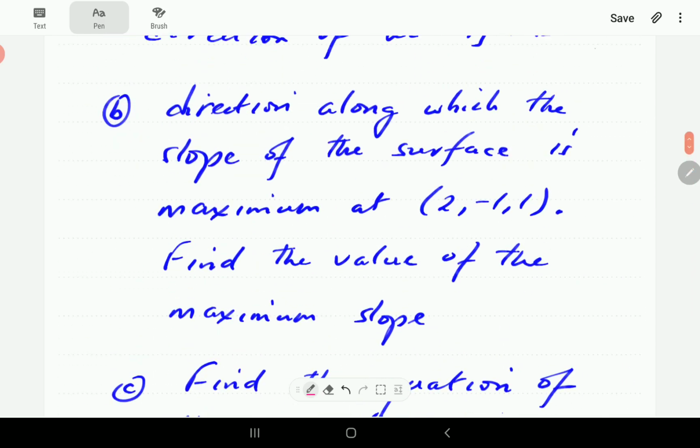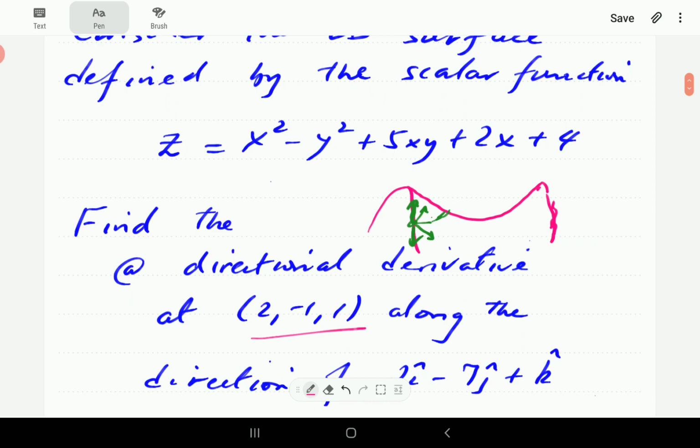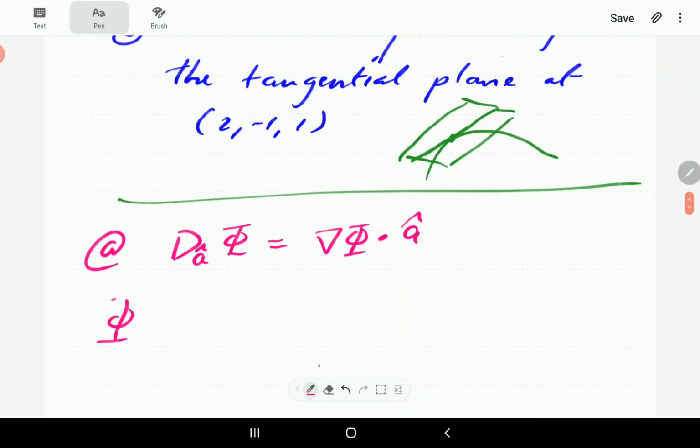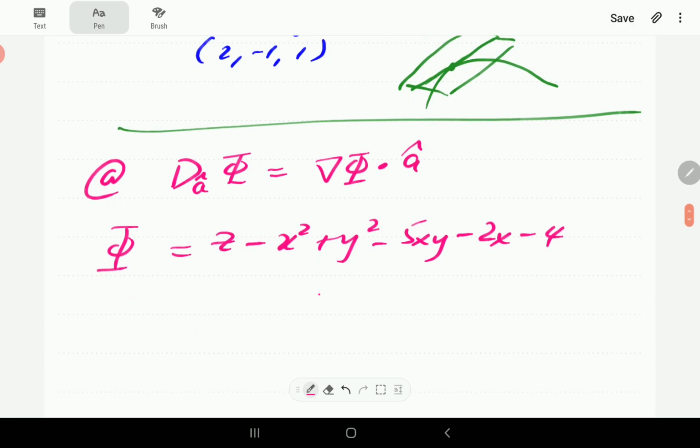To get phi, typically you want to express your equation by bringing everything to one side, so that we have something equal to 0. For our case, if you bring everything to the side where z is, phi is going to be z minus x squared plus y squared minus 5xy minus 2x minus 4.